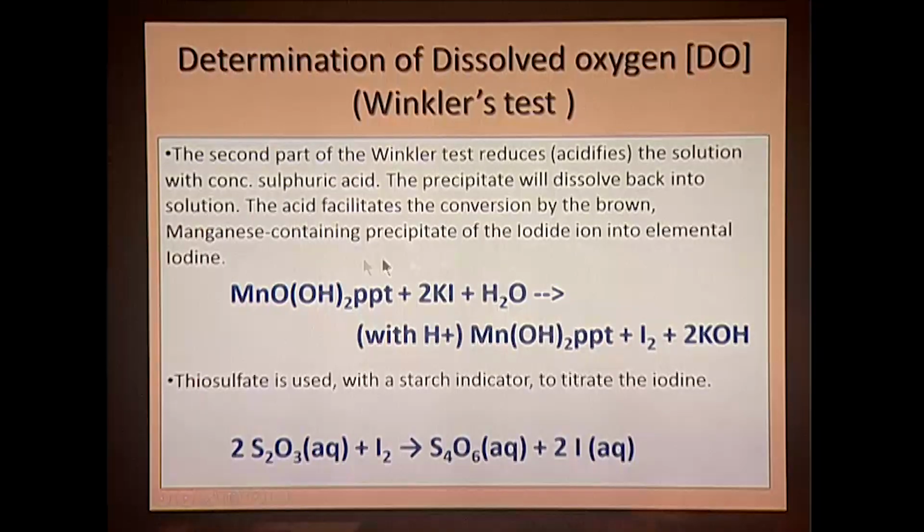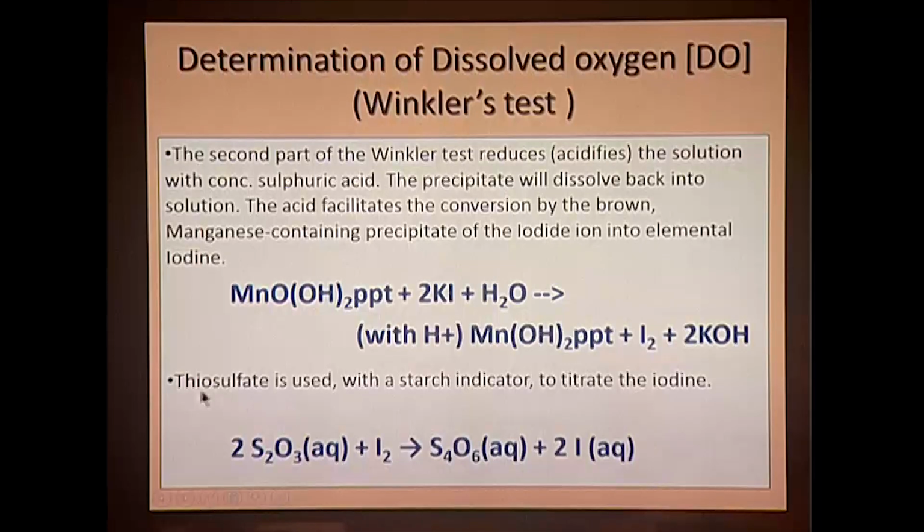Now in the second part of this reaction, we find that this precipitate again dissolves when we add concentrated sulfuric acid. And you have the liberation of manganese hydroxide along with the iodine. This iodine is released because here we have added potassium iodide. So when we add sulfuric acid, not only is the manganese hydroxide released, you have the release of iodine from KI. And therefore, if we are able to measure the amount of iodine which is released, we indirectly measure the amount of oxygen that was present in that water sample.